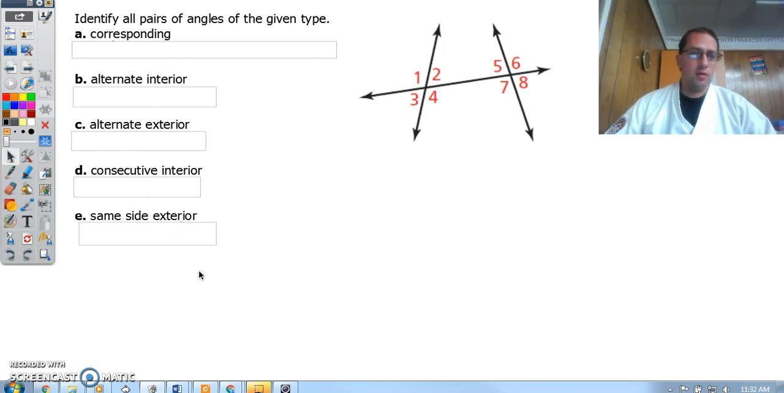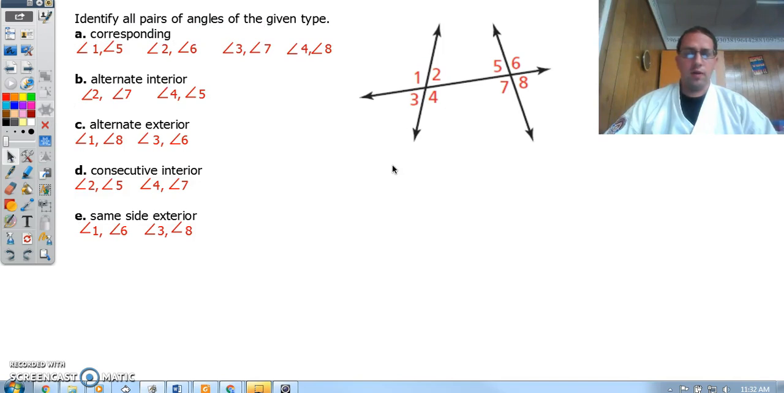Okay, so let's see, we are back, and we want to make those all go away. There we go. So let's see if we got them right. Corresponding: 1 and 5, 2 and 6, 3 and 7, 4 and 8. Again, all of these are in the same position as their partner. Alternate interior angles, so that would be 2 and 7, across the transversal here, inside. 4 and 5, same thing, inside the 2 lines.